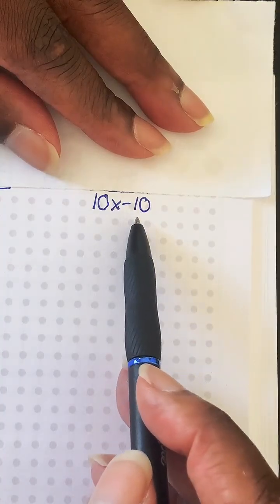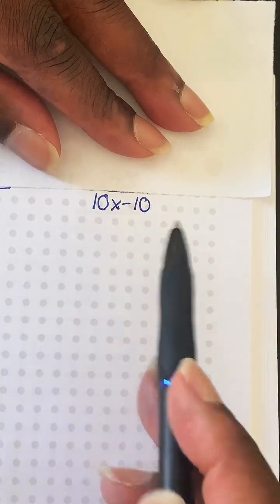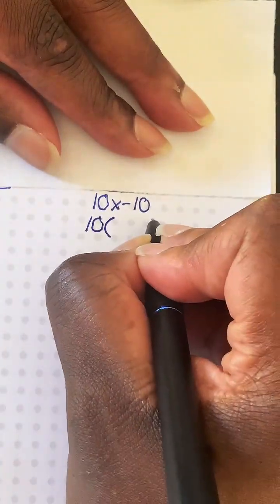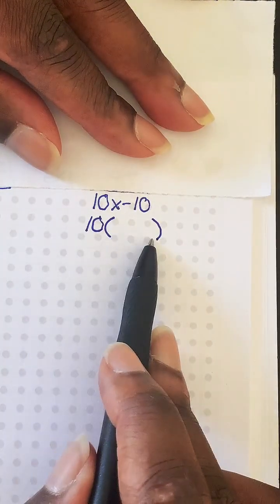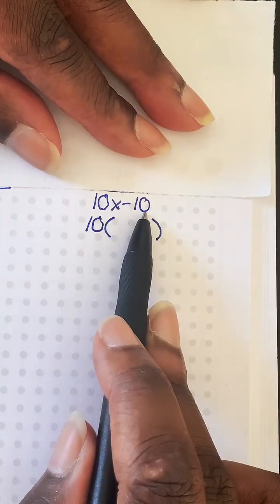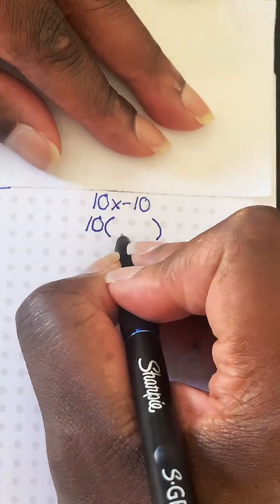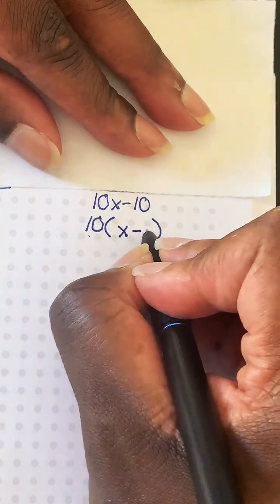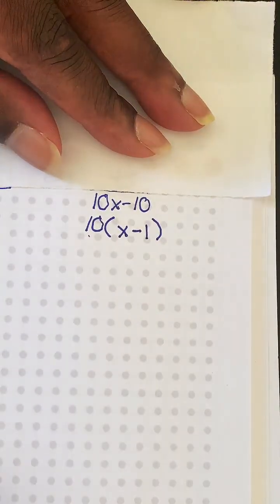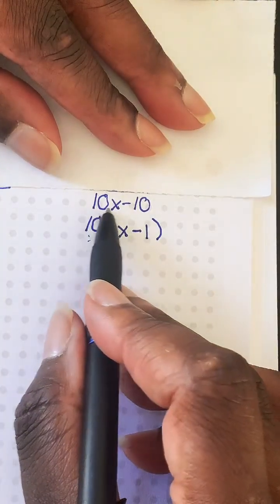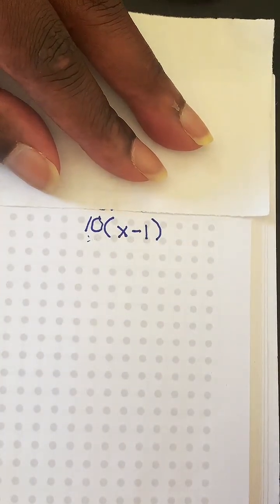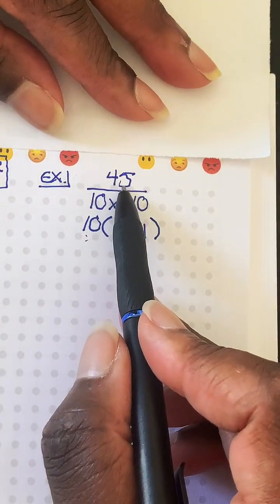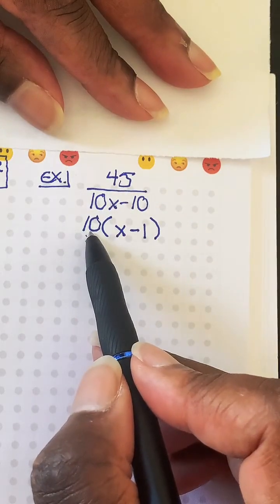This could be factored. I know that 10x and 10 both have 10 in common, and I'm going to pull that 10 out. What's going to remain after I divide by that 10: 10x divided by 10 gives me x, and negative 10 divided by 10 gives me a negative 1. So this is called factoring. Once this is factored, this 10x minus 10 is gone, we're not looking at that anymore. But we still have this 45 in the numerator, and we have this 10 in the denominator.